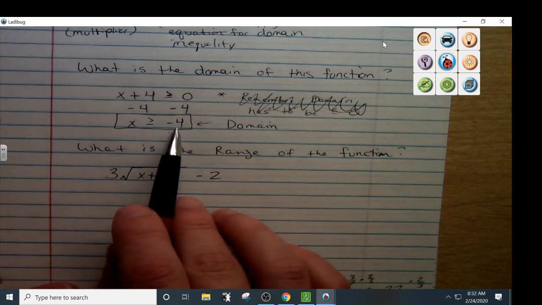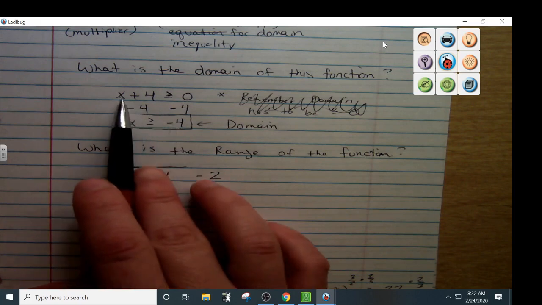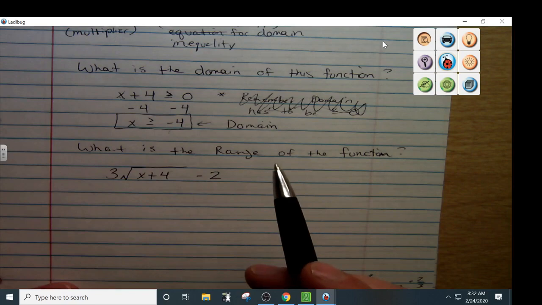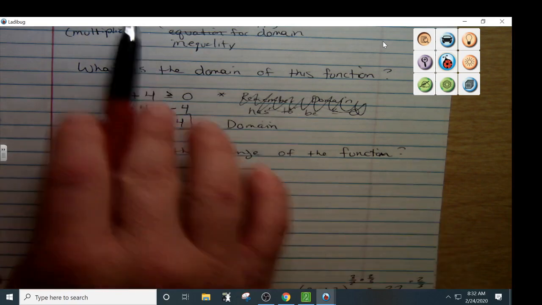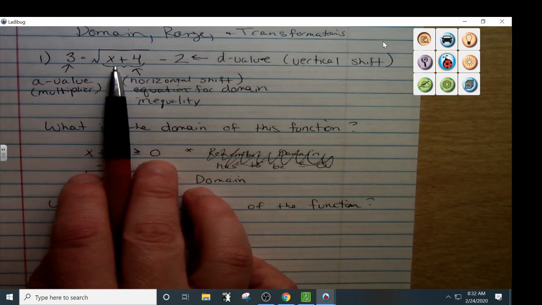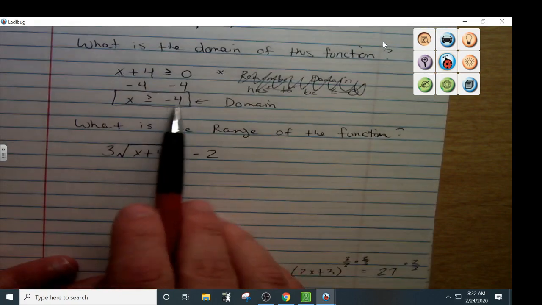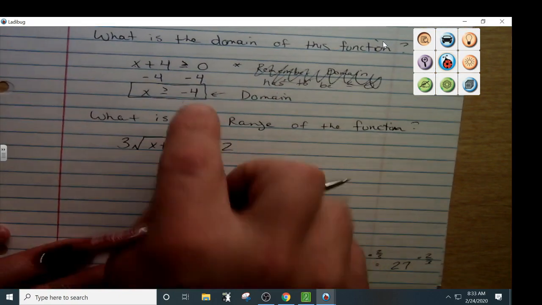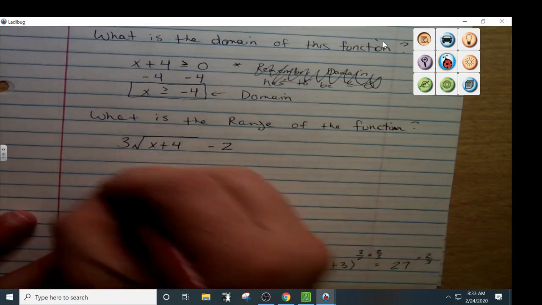Because guys, what happens if I plug in a -5 here? What's -5 plus 4? It's -1, right? Can this square root be a negative number? Can't be a negative number. So this is the lower limit of your domain. So what you're going to do, you're going to plug that number in. So it's easier to get the domain first.